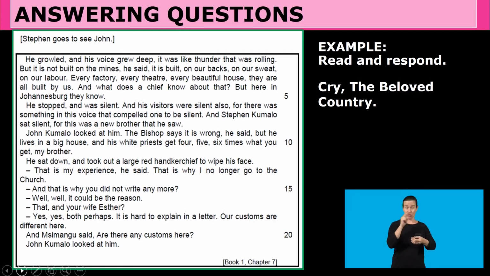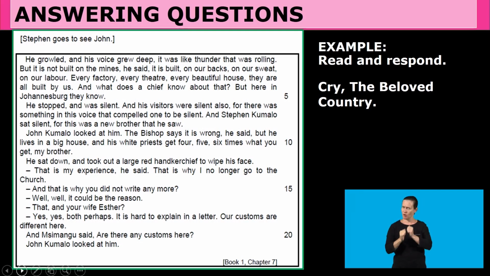He growled, and his voice grew deep. It was like thunder that was rolling. "But it's not built on the mines," he said. "It is built on our backs, on our sweat, on our labor. Every factory, every theater, every beautiful house, they are all built by us. And what does the chief know about that? But here in Johannesburg, they know." He stopped and was silent. And his visitors were silent too, for there was something in his voice that compelled one to be silent. And Stephen Khumalo sat silent, for this was a new brother that he saw.